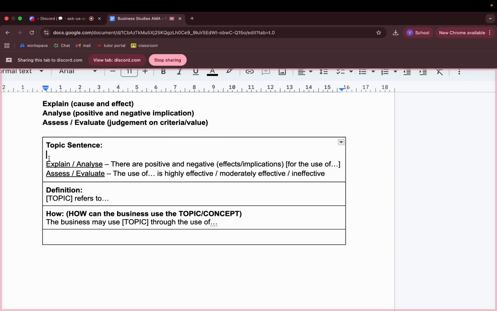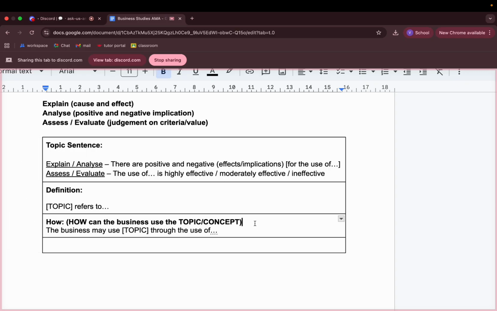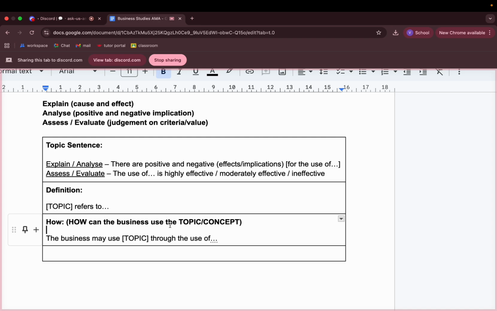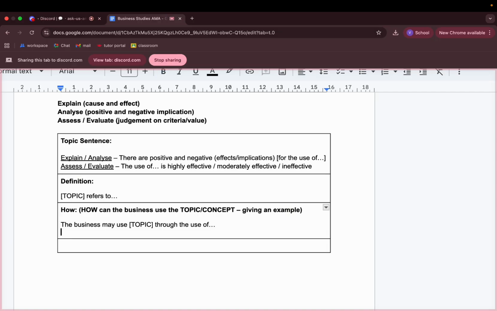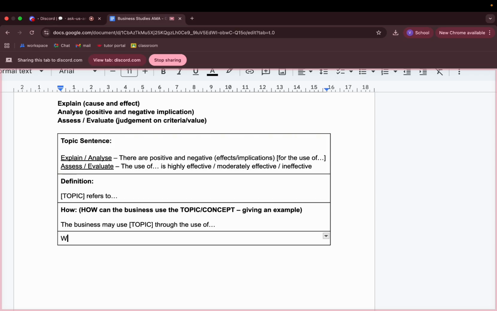So that's our third sentence. So we have the topic sentence, the definition, and the how. So with the topic sentence, we address the directive verb and we introduce the topic. For the definition, we give the definition of the topic. Then the how: how can the business use the topic? We give an example. And after that, we want to go to the why. Now, this is going to help you preface your positive points that you're later going to give.